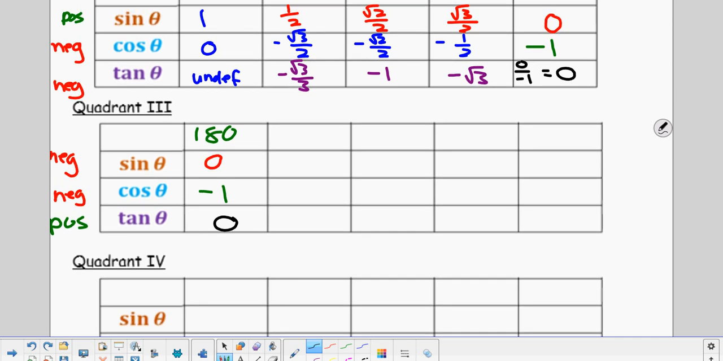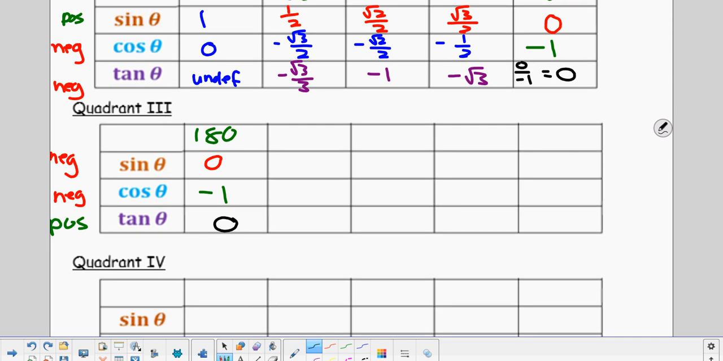180 degrees, and I need to keep that up there so we can see it. Don't forget your little degree sign. What would be the angle here corresponding to the 30 degrees?